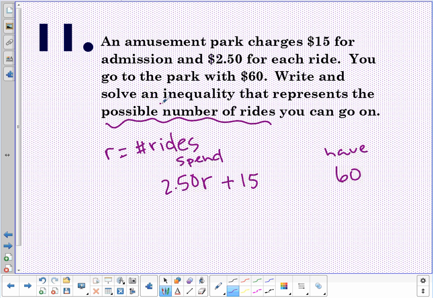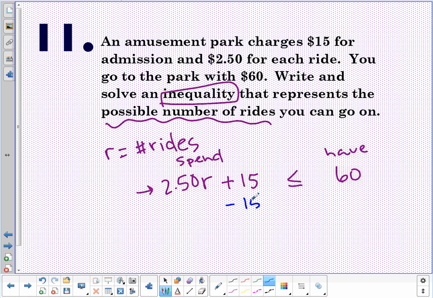Notice that it says write and solve an inequality, not an equation. So I have an inequality symbol that's going to go in here. And what is that inequality symbol going to be? So I need to spend less than what I have. You can't spend more than 60 bucks. You could spend exactly 60 bucks, so I could be less than or equal to there. Then I'm going to solve it. So here's my inequality. Now I need to solve it.